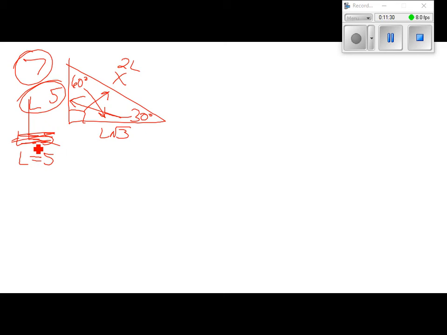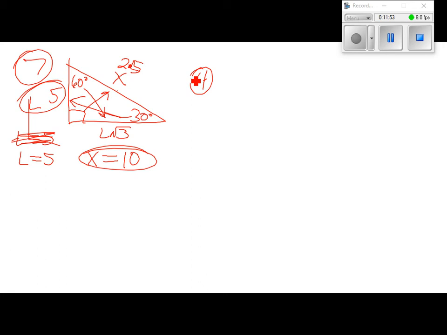So everywhere we see L, nothing to solve there, we can just stick in 5. We're looking for this side over here, so I'm going to come right up here and stick a 5 in there in place of L. And that tells us 2 times 5. Well, 2 times 5 is 10, so that means X has to be 10. That's our answer. Next one after number 7 is number 4.